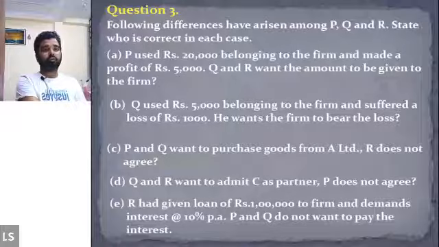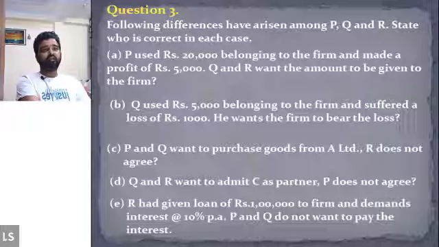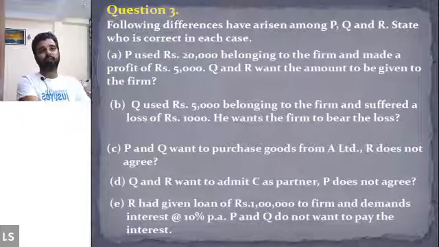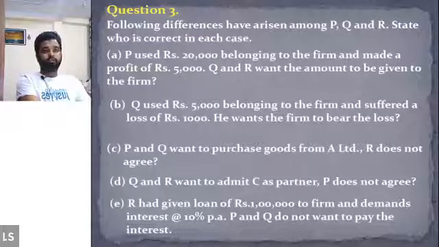Okay. Point number C. P and Q want to purchase goods from A Limited and R does not agree. Again, there are three partners. So P and Q agree to purchase a particular good from A Limited, but regarding the purchase of goods, R is not agreeing. He's saying that we should not purchase goods from A Limited. So tell me whether goods can be purchased from A Limited or not, because all the partners have not consented to this particular decision. So they can purchase, because the majority can purchase.